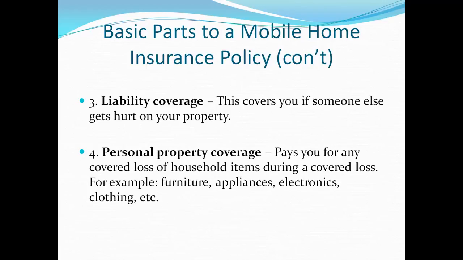Number 4 is personal property coverage. This pays you for any covered loss on household items. Examples include furniture, appliances, electronics, clothing, etc. It's always good to have a video inventory taken beforehand of these kinds of items to help if you ever need to file a claim.